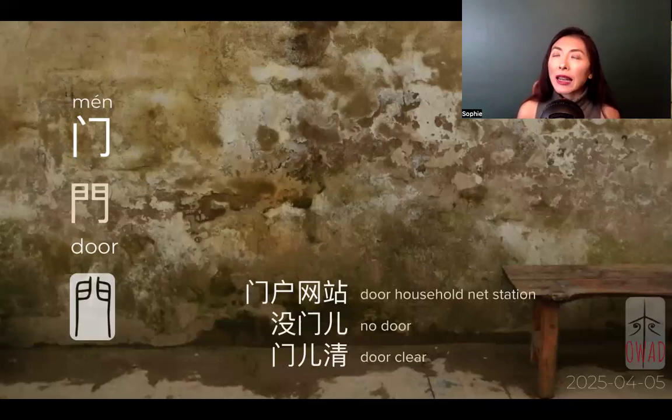So at the early internet age, I remember Sohu, right? That's one of the major ones. And later on, more popular, more powerful, more famous websites and applications came into being in China. So that's the early stage. We have this door household net station, 门户网站.